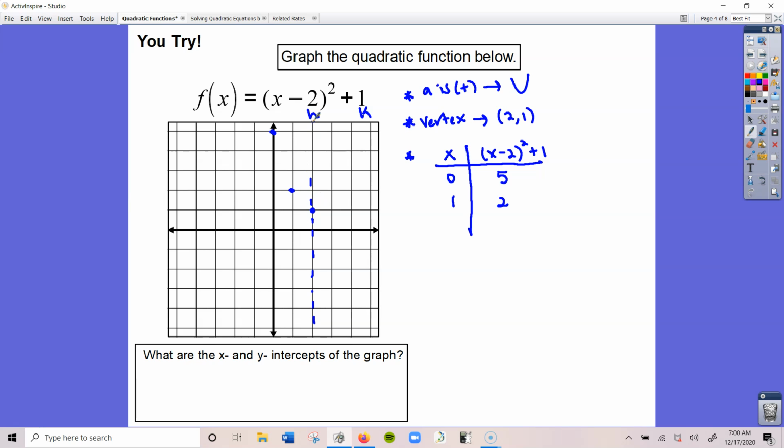So now I'm going to reflect that on the other side of my axis of symmetry. And this is my parabola. Now to find the x-intercepts, as you can see, this parabola opens upwards. It's not going to come back down. It's not going to touch that x-axis. So therefore, there are no x-intercepts.